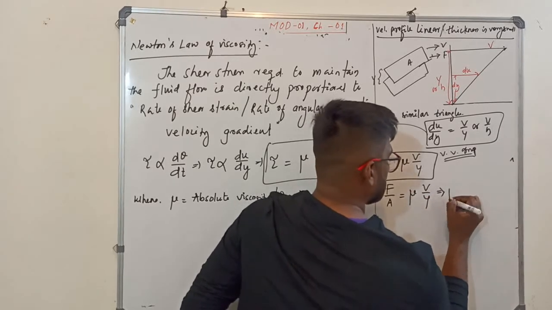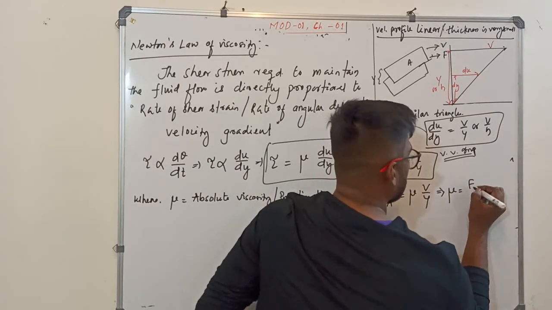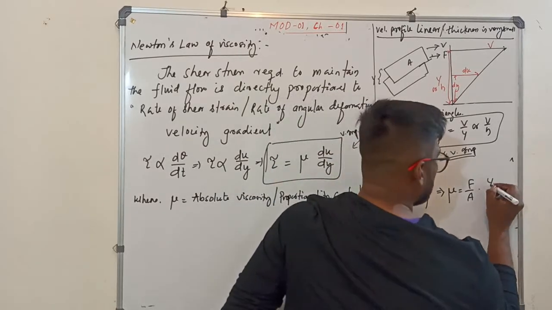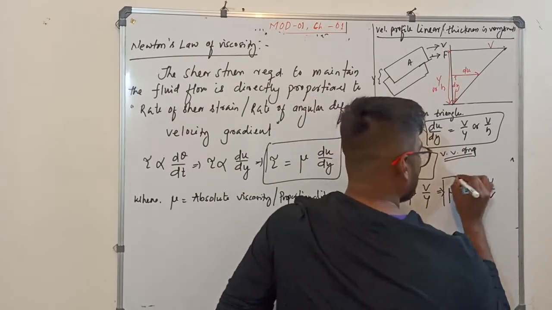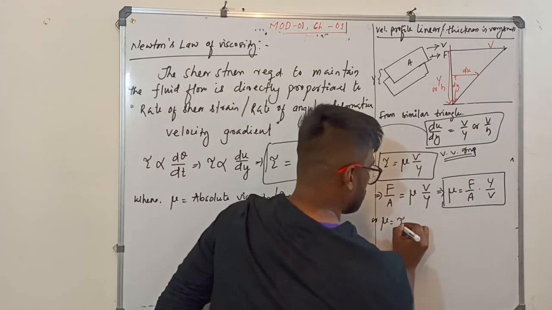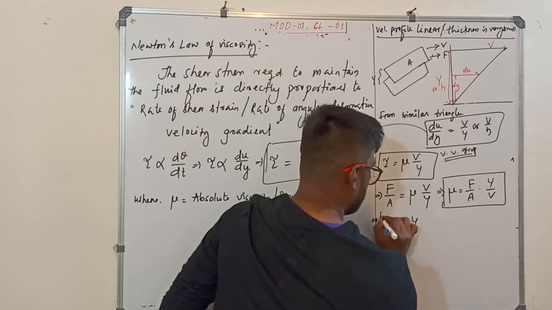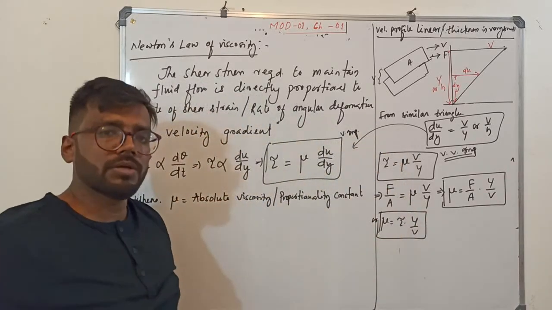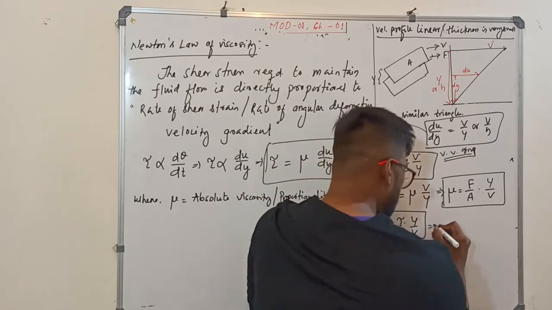This implies mu is equal to F by A into y by v, or mu is equal to tau into y by v. Mu is equal to tau into y by v. So what do you come to know here?